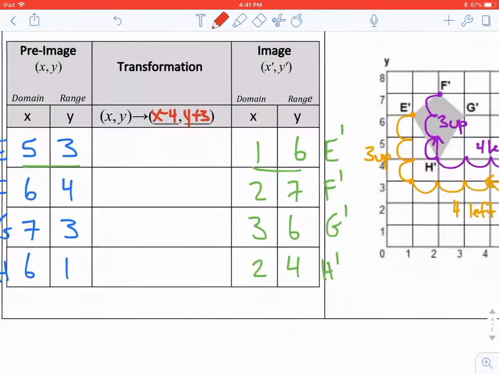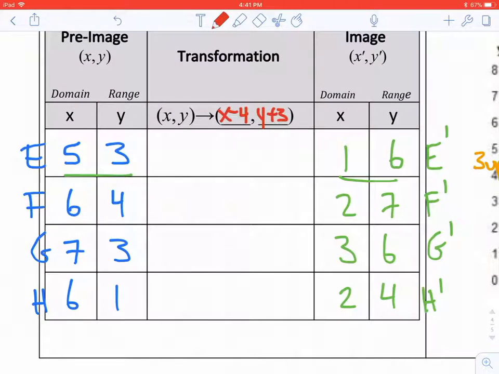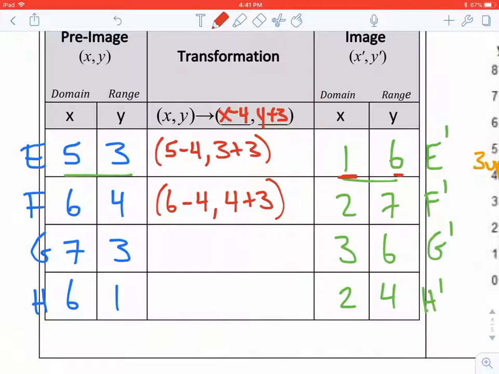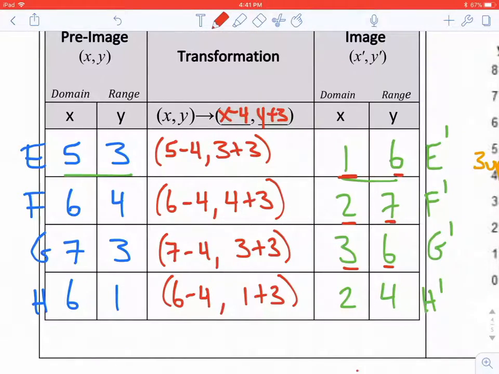So why don't we do the math and just check our values and make sure that makes sense. So let's start with 5 minus 4. That does equal 1. And 3 plus 3 does equal 6. All right, good. We're on the right track. So 6 minus 4 and 4 plus 3. Do those make sense? So 6 minus 4 is equal to 2, and 4 plus 3 is equal to 7. So we're still on the right track. Then we could check 7 minus 4 and 3 plus 3, and they do give us 3 and 6. And then 6 minus 4 and 1 plus 3 do give us 2 and 4.